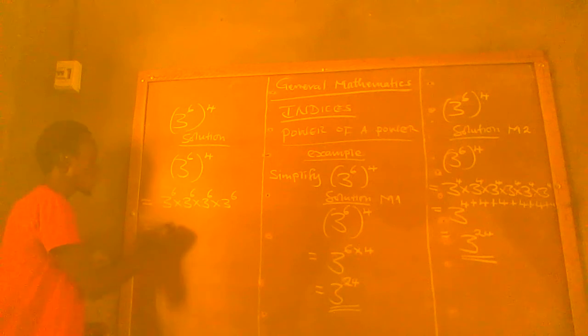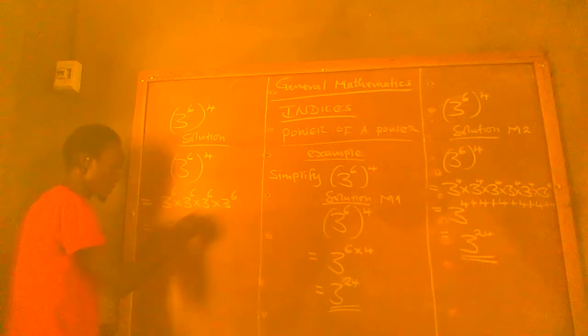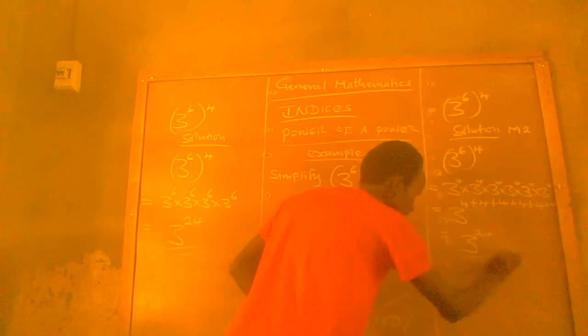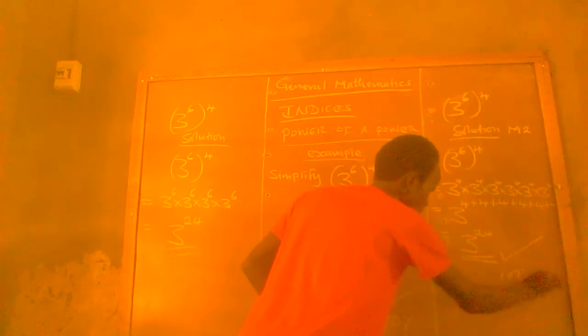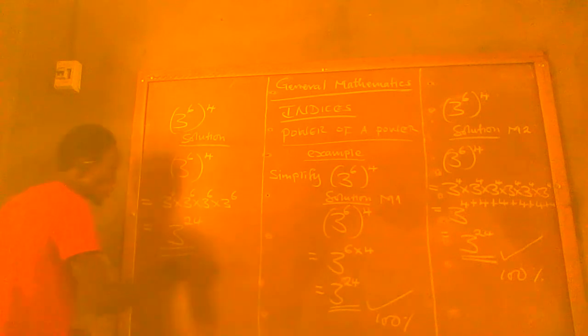This is now equal to 3 raised to the power 6 plus 6 plus 6 plus 6. It's just 12 plus 6, 18 plus 6, I now have 24. So Salu here is 100% correct. Then Alaji here is also 100% correct. Then Timbo also 100% correct.